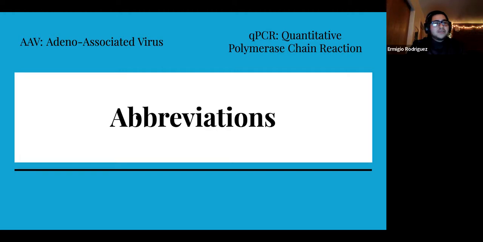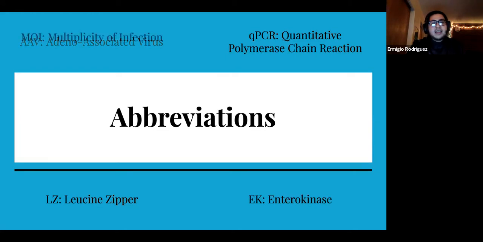The next abbreviation is LZ, the leucine zipper. Those are the proteins that were attached to the capsids. The next one will be EK, enterokinase, which is a buffer that will be used throughout the experiment. And finally, MOI, which is the multiplicity of infection. So this is the ratio of agent to infection target.